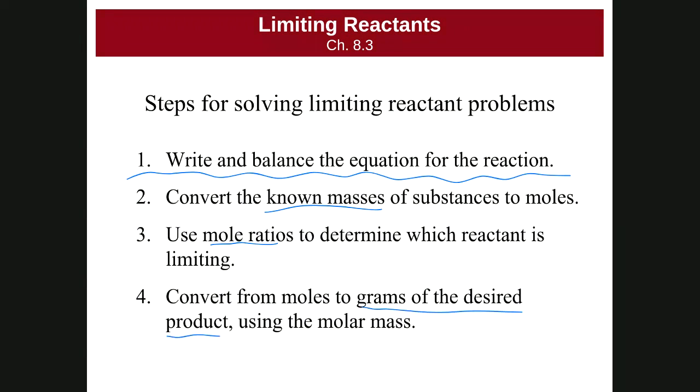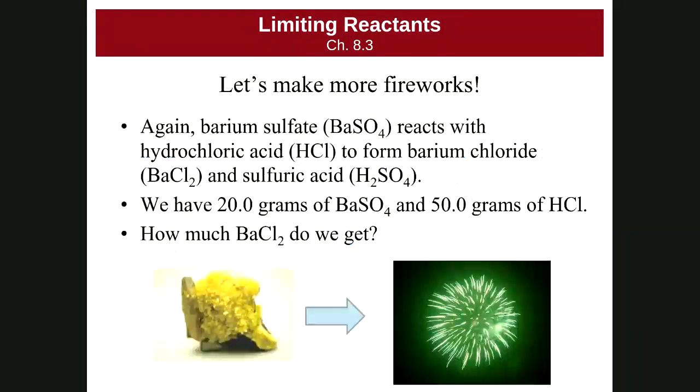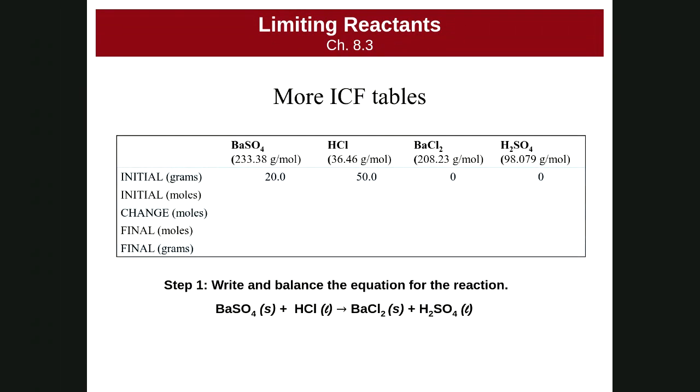All right, so let's try it. We'll make some more fireworks. Again, barium sulfate reacts with hydrochloric acid to form barium chloride and sulfuric acid. We have 20 grams of barium sulfate, and this time I'm telling you that we have 50 grams of hydrochloric acid. So how much barium chloride do we get, and which one of those is our limiting reactant? All right, so we're going to use our ICF tables again. I put all of the molar masses at the top of the table to help us out.